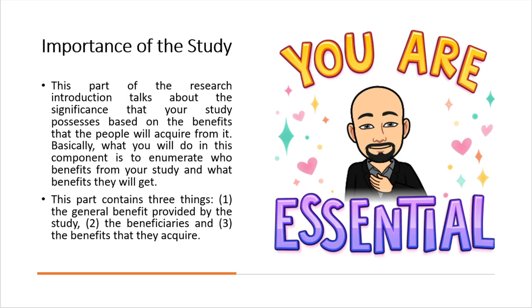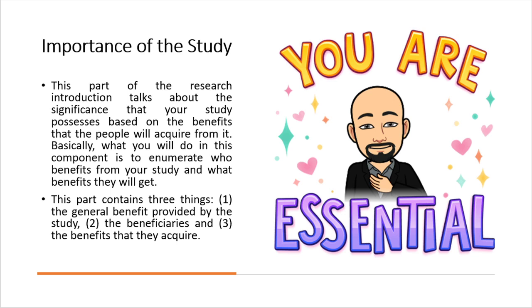So this part of the research introduction talks about the significance that your study possesses based on the benefits that the people will acquire from it. So basically what you're going to do is to fill in the beneficiaries. You're going to determine who benefits from your study, and then also place the benefits that they will get from your research. So to construct the importance of the study, you need three things.